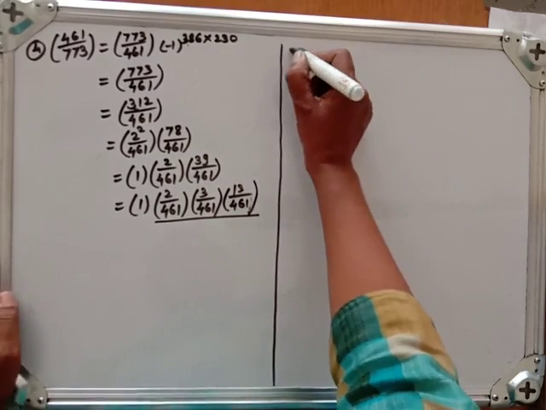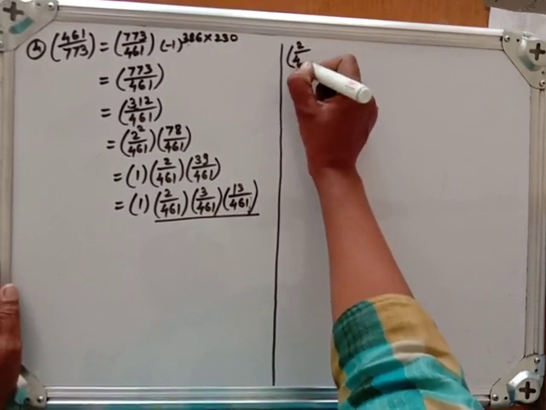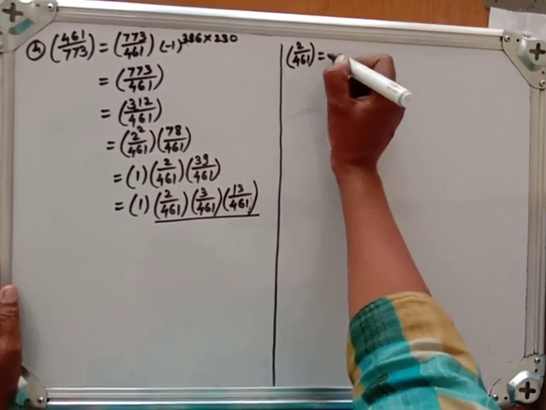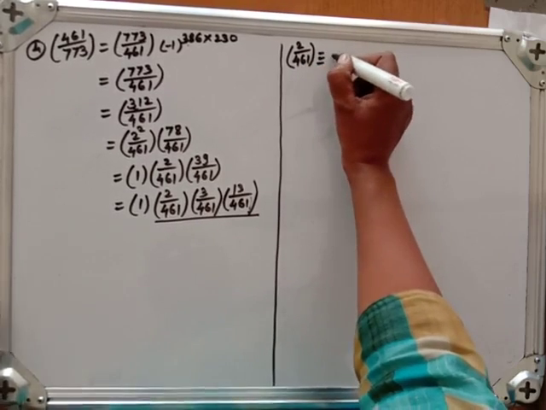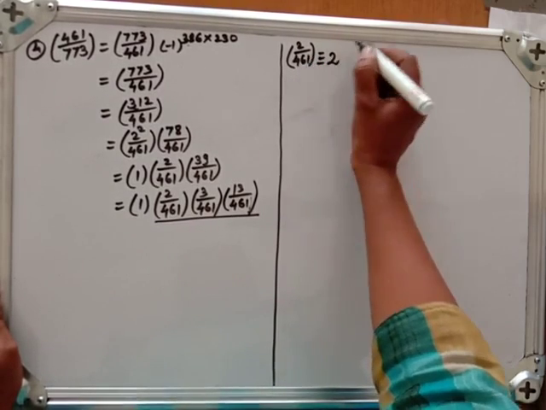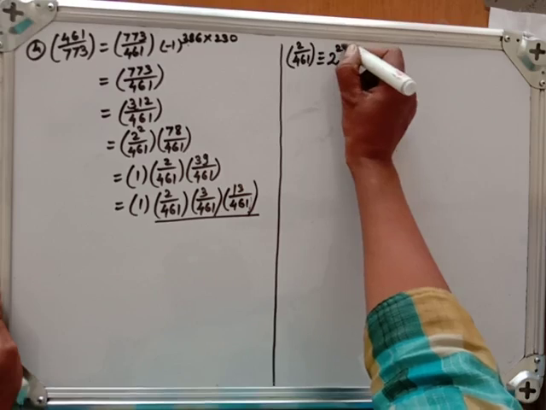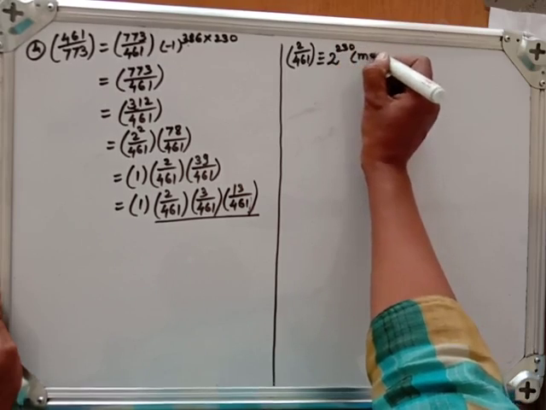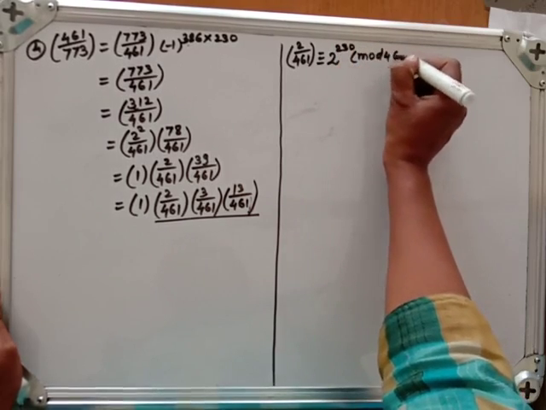Okay, so Legendre symbol of 2 by 461, what is that? This is congruent to 2 raised to (p minus 1) by 2, so that will be 2 raised to 230 modulo 461.